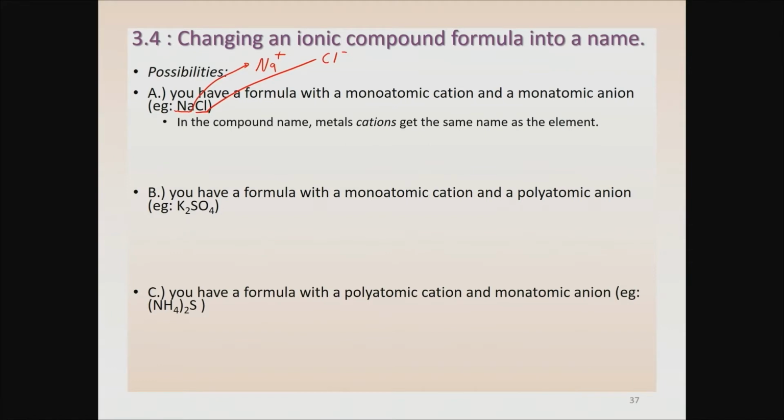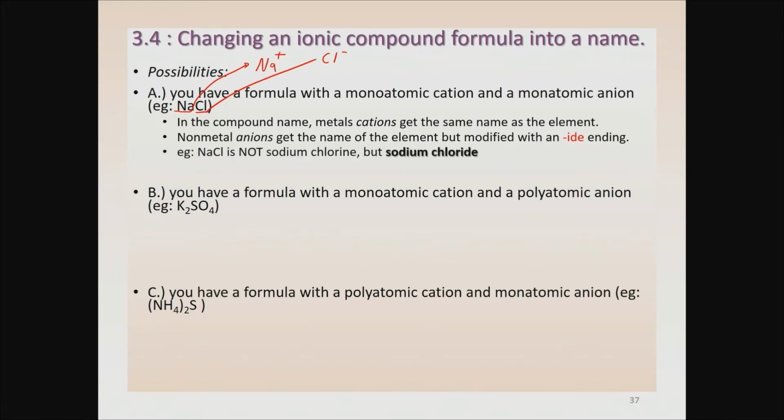So this is what you do. To figure out this name, the metal cations in the name get the same name as the name of the element. The nonmetal anions get the name of the element but modified with an "ide" ending. So as an example, if you're trying to find the name for NaCl, you don't use the words sodium chlorine. Instead, you modify chlorine to chloride. And so the name of this compound is sodium chloride.